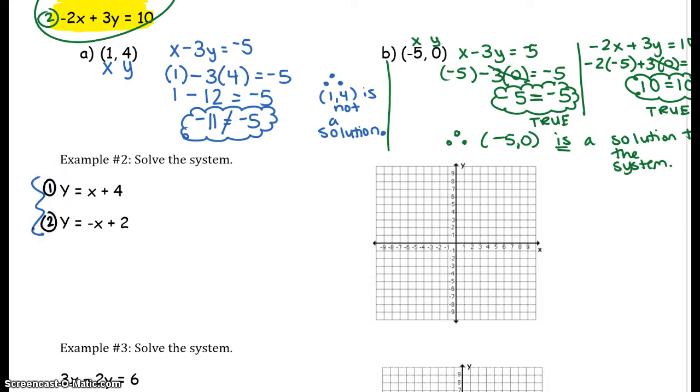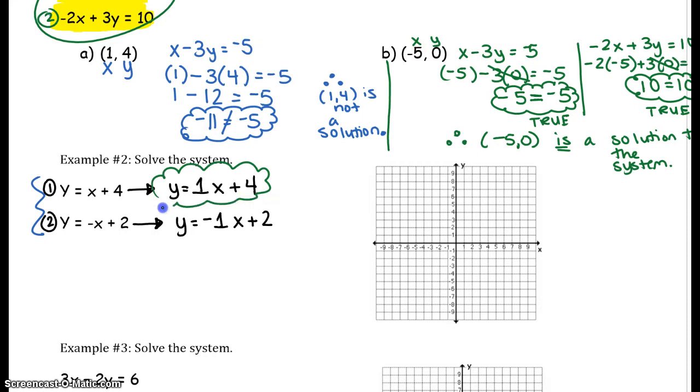I forget things. Now, this one, I see it as y equals 1x plus 4. And I like to write the 1 just to remind myself that the slope is 1. And the second one, I see it as y equals negative 1x plus 2. All right, let's start with the first one. I'm going to go ahead and graph this in green.